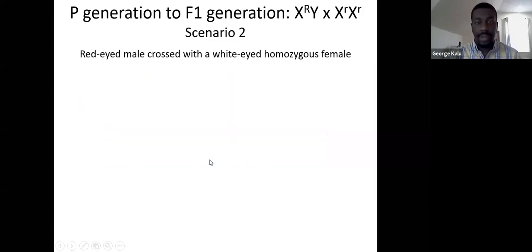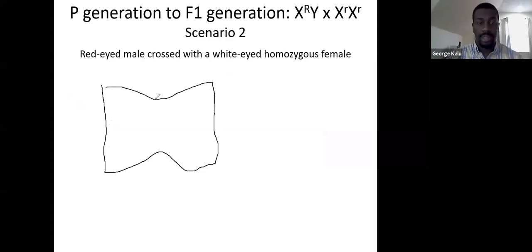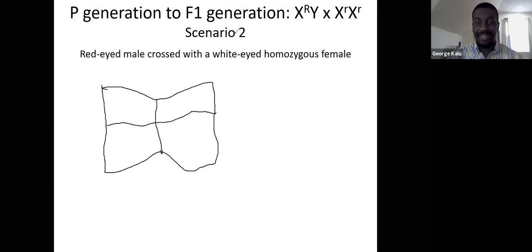Okay. So let's do another scenario. Let's say we have a red-eyed male, and we mate him with a white-eyed homozygous female. Okay, so let's go ahead and do this Punnett square now. Hopefully the Punnett squares you guys are drawing at home look better than mine. So sorry about this.